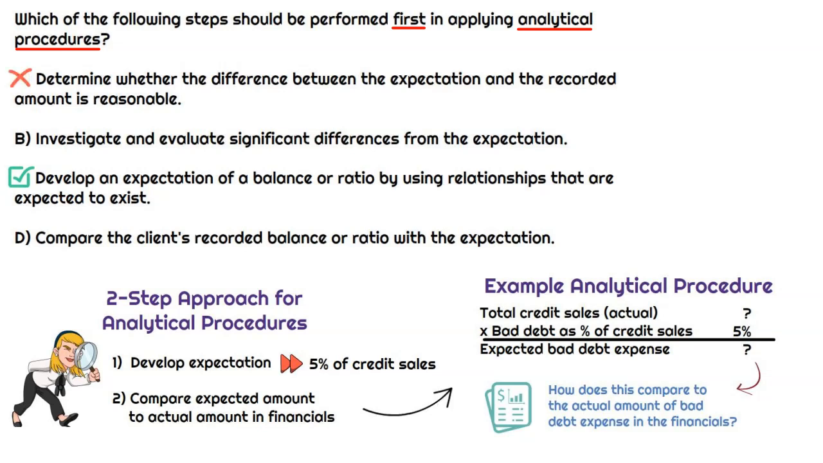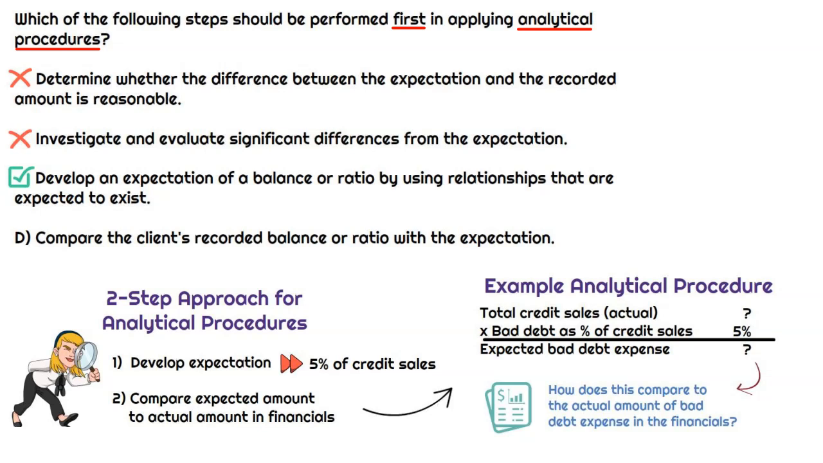This next one says investigate and evaluate significant differences from the expectation. Again, that is very similar to the one we just talked about. That comes after we've developed an expectation, right? So we have our results. Does this make sense or does it not? If it doesn't make sense, we need to investigate. That's all that means, right? So that option's incorrect as well.